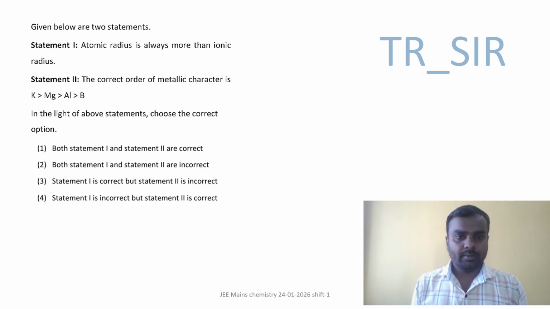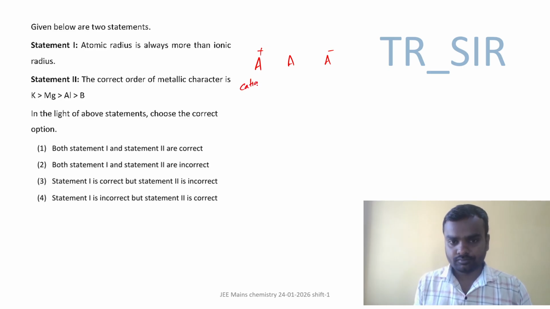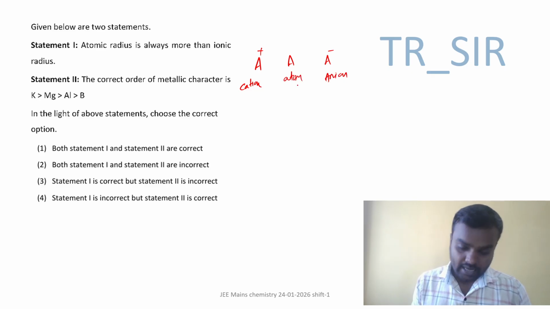Now, atomic radius is always more than ionic radius. Is that true? No. If I take atom A, so A minus and A plus. Or else you can keep it like this. A plus like this is a cation. This is a metal, means element, atom. Keep it here, atom. And this is anion. So anion got an extra electron, no? This is more size.